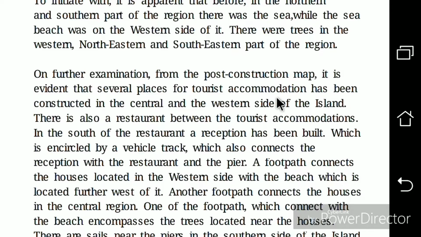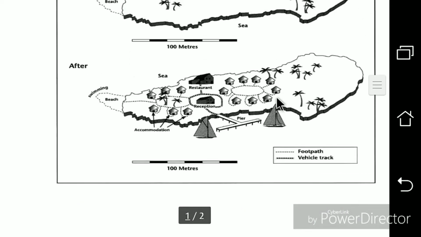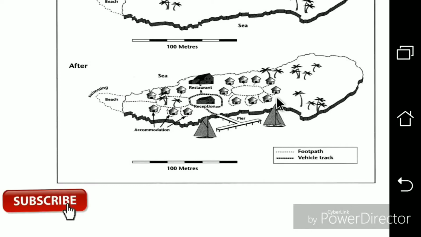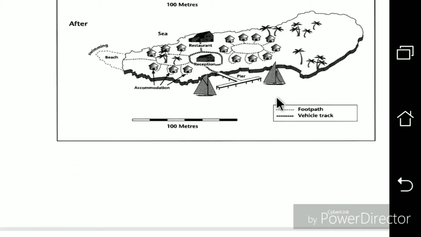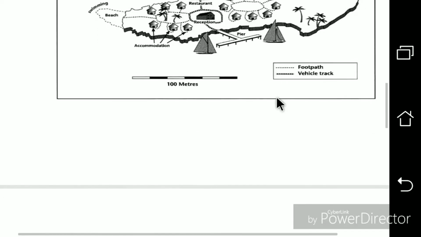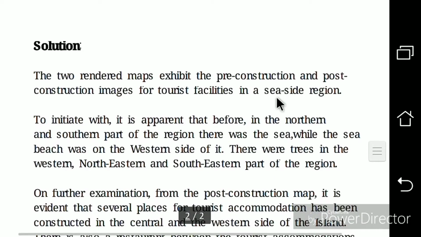After this, there won't be a full stop. This is a typing mistake, sorry. This is a single sentence. So after being built, put a comma and write which is encircled by a vehicle track. Now you can see here that this reception is encircled by the bold dotted line, and in the notation the bold dotted line or the double dotted line stands for the vehicle track. So here I have mentioned that in my writing, and you have to incorporate these notations or any other notations in your writing also.